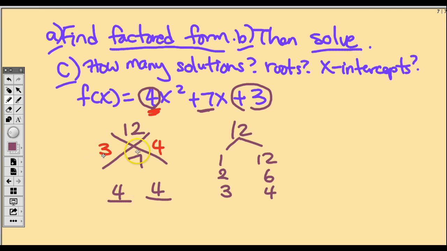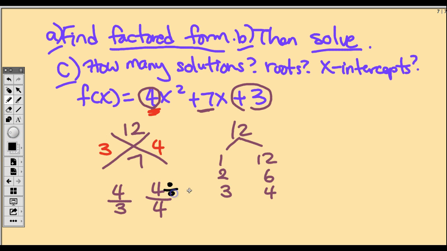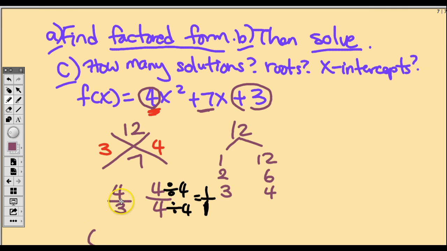And then your two answers in red, the 3 and 4, that's what you put at the bottom. Then you look at the fraction to see if you can simplify, right? And yes, you can. You can divide the top and the bottom by 4, which gives you 1 over, oops, that looks like a 6, but it's a 1. Okay, so then what's your answer going to be? Well, your answer is going to be 4x plus 3.